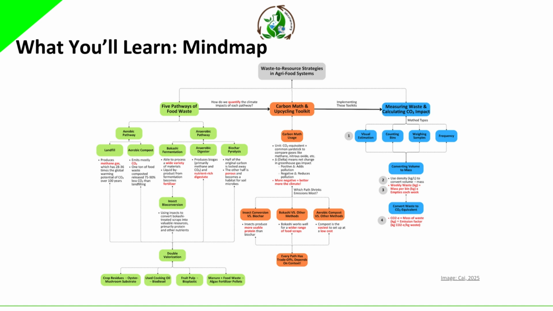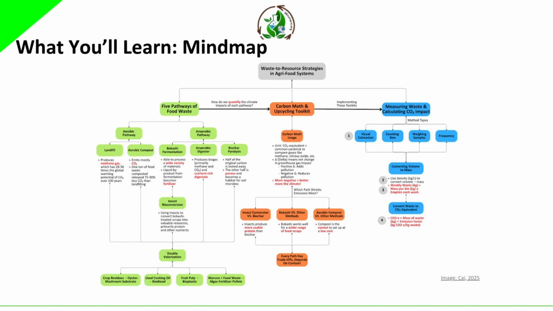Imagine a mind map that links the 5 waste valorization pathways, the carbon math that measures their impact, and the tools we use to track waste in real-world settings. At the center is organic waste, and branching from it are the strategies that transform it. Compost brings nutrients back to soil, bokashi and digesters recycle food into fertilizer and energy, biochar locks carbon away while improving soil, and insect bioconversion creates both feed and fertilizer.